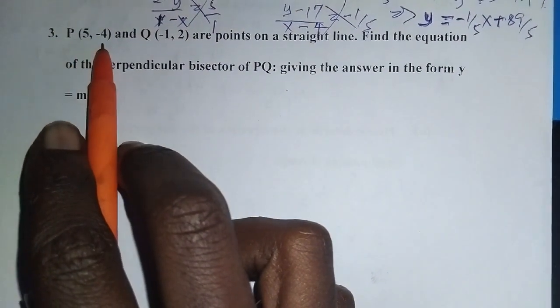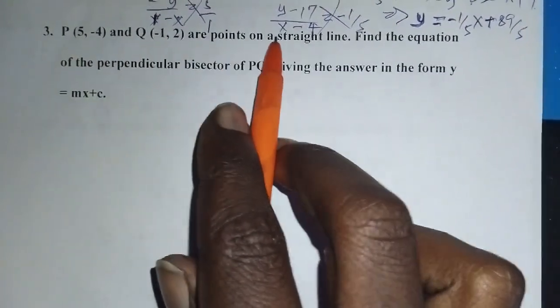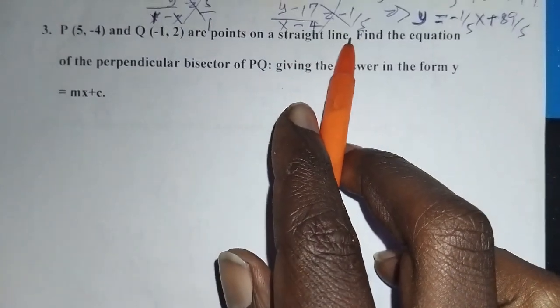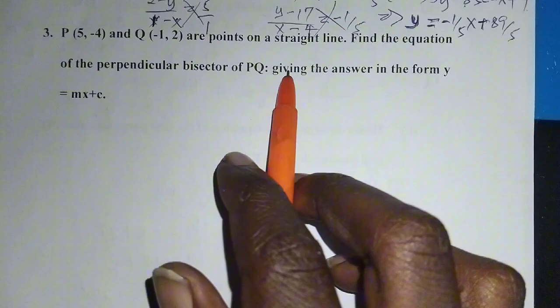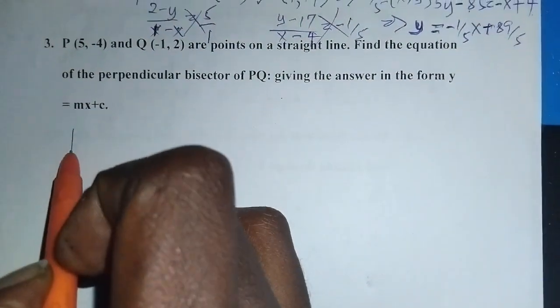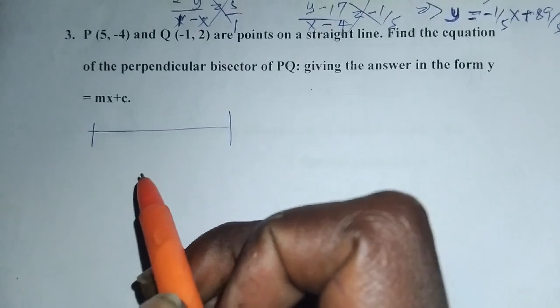Question 3. Points P (5, negative 4) and Q (negative 1, 2) are points on a straight line. Find the equation of the perpendicular bisector of PQ. So you are given 2 points. We have P and Q.